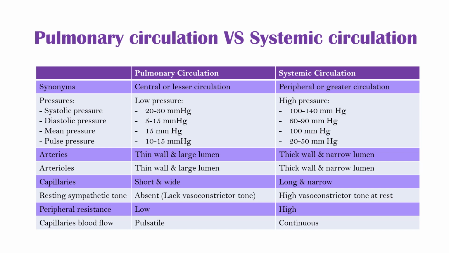pulmonary circulation carries blood to the lungs while systemic circulation carries blood throughout the body. Third, pulmonary circulation has low pressure, while systemic circulation has high pressure. Fourth, the arteries and arterioles of the pulmonary circulation have thin walls and large lumen, while the arteries of the systemic circulation have thick walls and narrow lumen. Fifth, the capillaries of pulmonary circulation are short and wide, while the capillaries of systemic circulation are long and narrow.